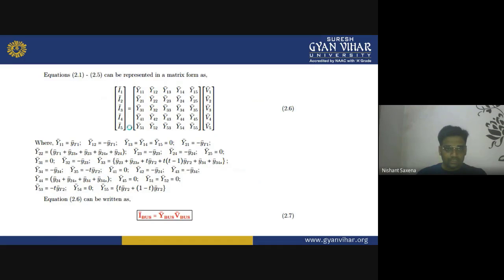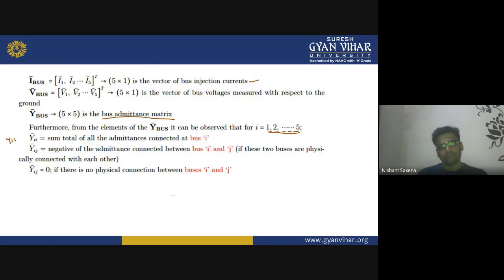So look at this. Y22 is Y21, Y23S, Y23, Y24S, and Y24. We are having the two susceptance admittances as well, that's why it is shown over here. Is this clear? Now Yij, that is 1, 2, or 2, 3, or 3, 4, are the negative of the admittance connected between bus i and bus j.